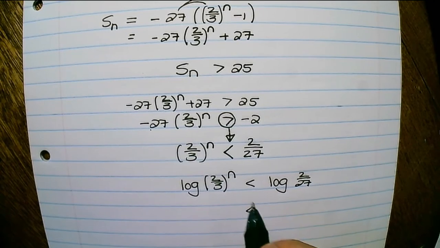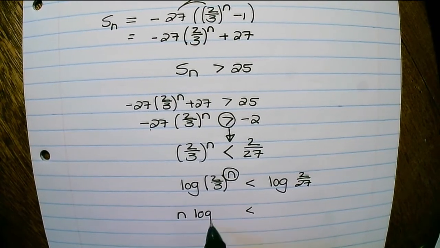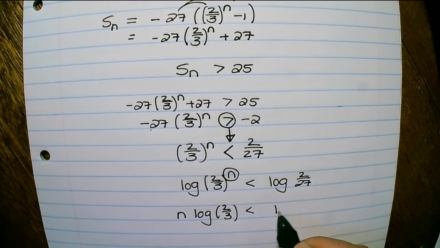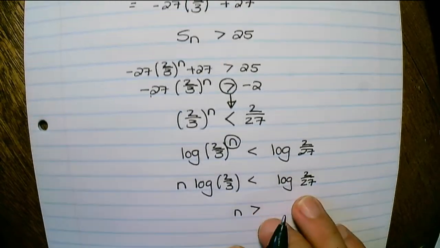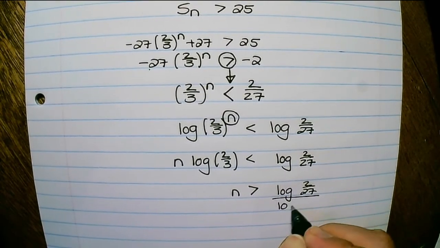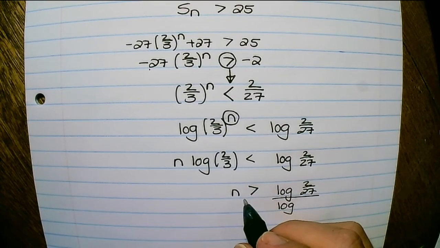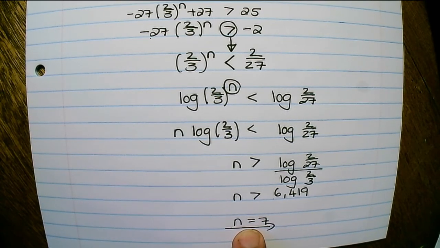What we know about logs is that if we have something raised to a power, that power can be written in front of the log. Now, log 2/3 is negative. So if I want to solve for n and I divide both sides by log 2/3, the inequality would change direction once again. So therefore n is greater than 6.419. Therefore n must be equal to 7. That's the smallest number for the sum in this pattern to be greater than 25.